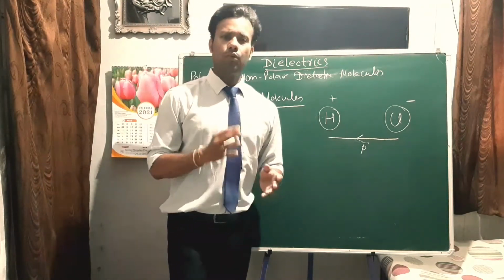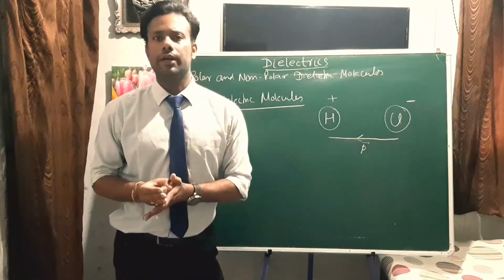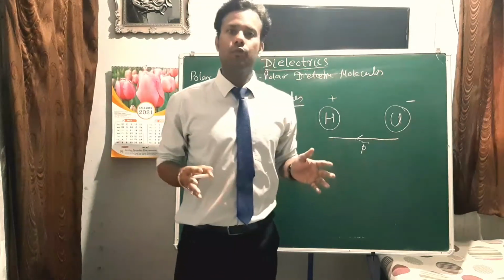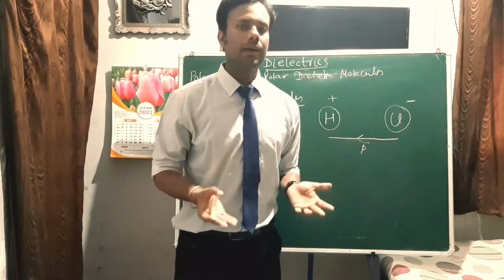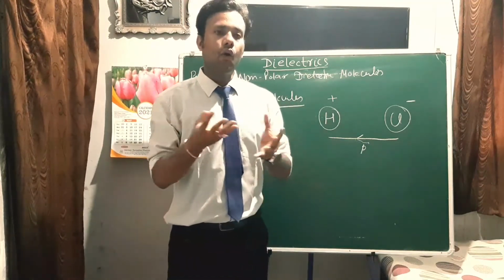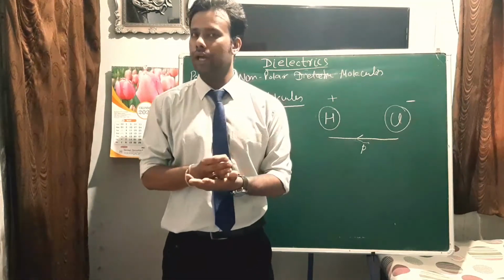So basically polar dielectric molecules have an intrinsic electrical dipole moment. That means they already have this electrical dipole moment. We don't have to create any dipole moment by applying an electrical field, right? They already have this dipole moment. They already have some finite value of dipole moment.